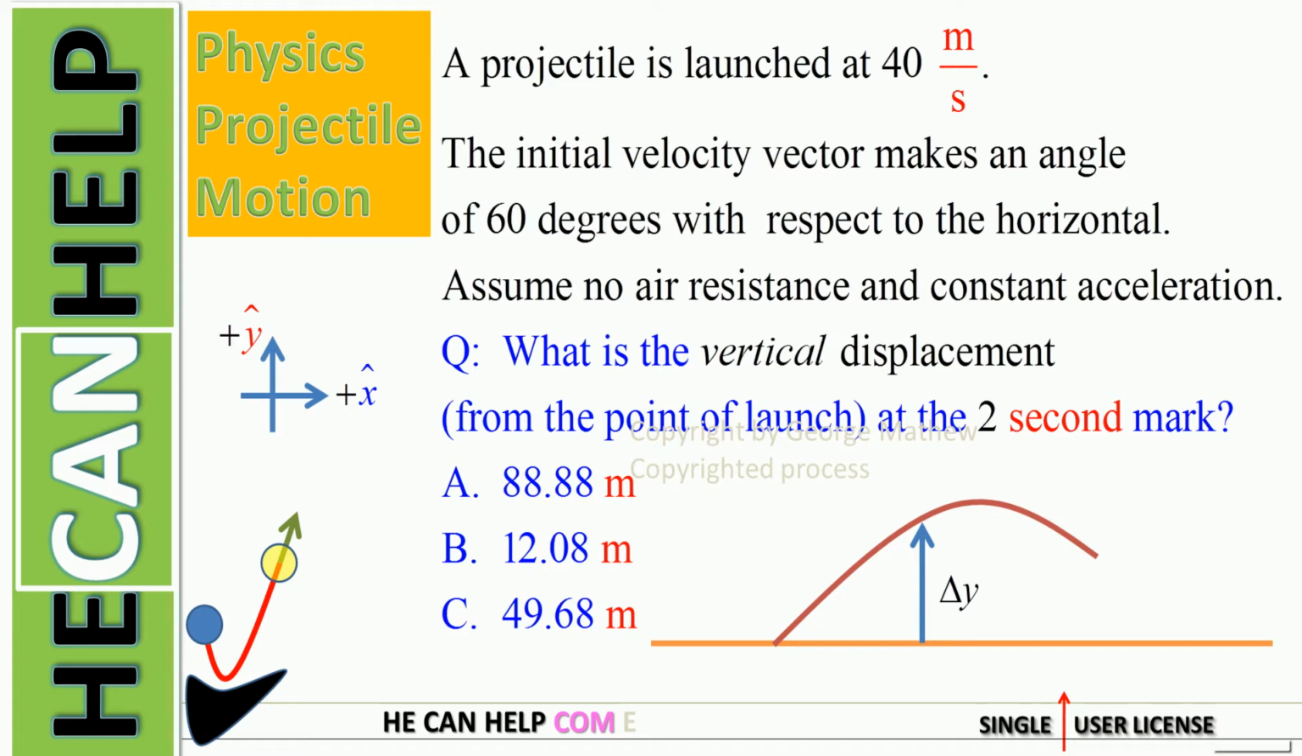Is it A, 88.88 meters? Is it B, 12.08 meters? Or is it C, 49.68 meters? Positive x is defined as to the right, positive y is vertically up. So at t equals 2 seconds, what is the vertical position of our projectile?